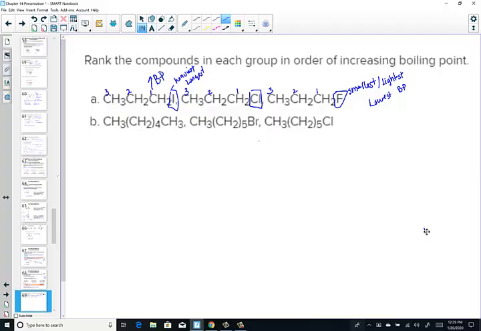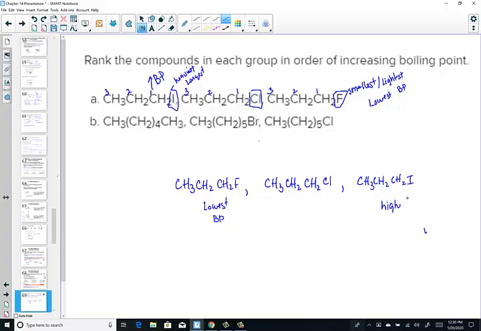So the first CH3, CH2, CH2F. In the middle, we would place CH3, CH2, CH2Cl, and the heaviest would have the highest boiling point, and that's our ranking there for letter A. How about B?